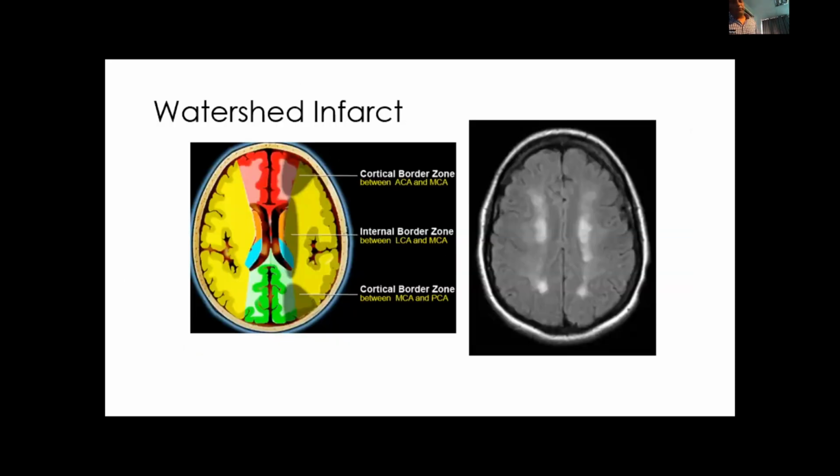And also don't forget about the watershed or the border zones. So the border zones between ACA, MCA, and PCA. A lot of our patients will have some degree of hemodynamic compromise, whether that be due to arterial disease or cardiac output problems. And so it's quite common to have a watershed type infarct.